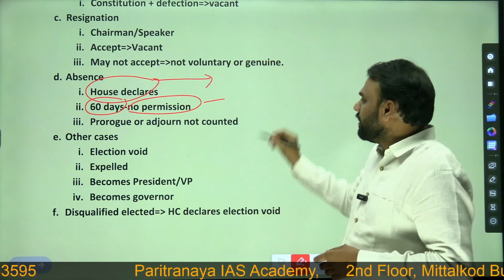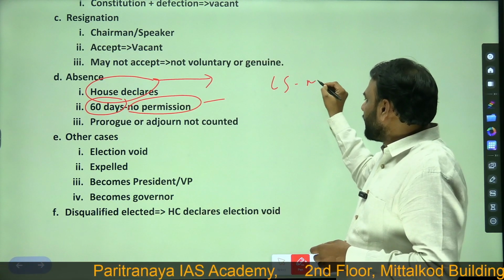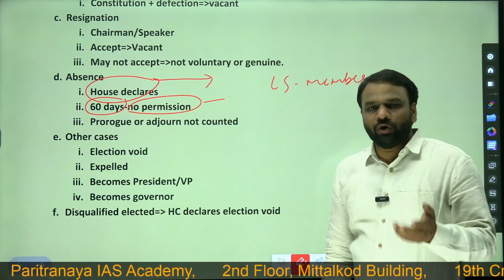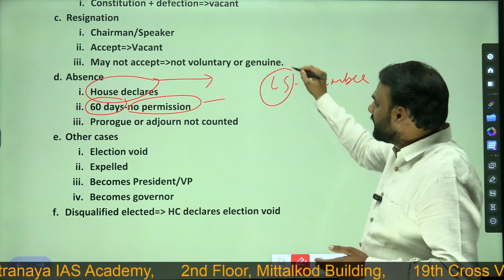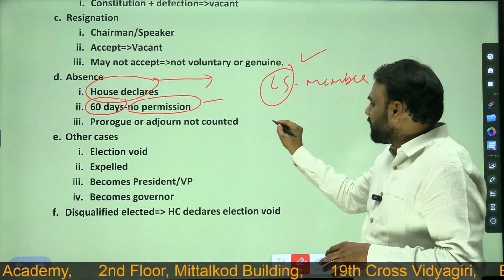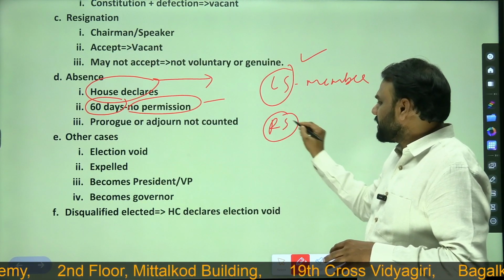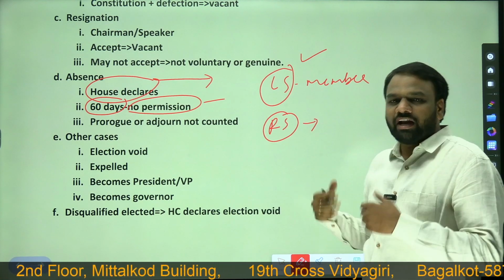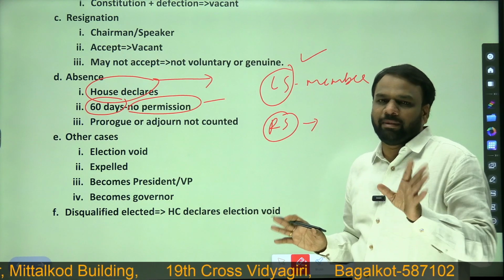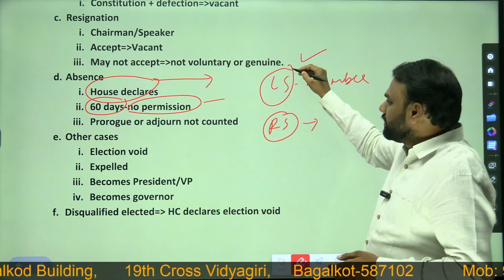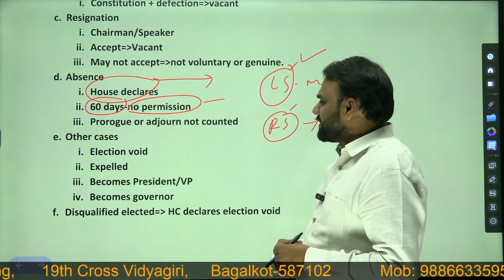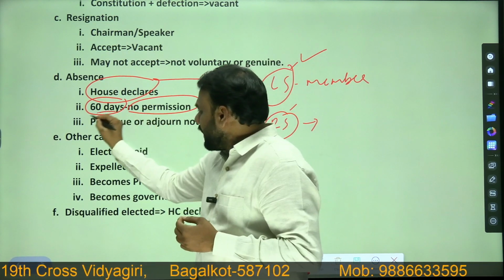If a Lok Sabha member is absent for more than 60 days without permission, then Lok Sabha will declare that seat to be vacant. Similarly, for a Rajya Sabha member, if he remains absent for more than 60 days, then Rajya Sabha can declare that the seat is vacant. It is not compulsory; they may or may not. But who has the power? These houses, Lok Sabha and Rajya Sabha, have that power.